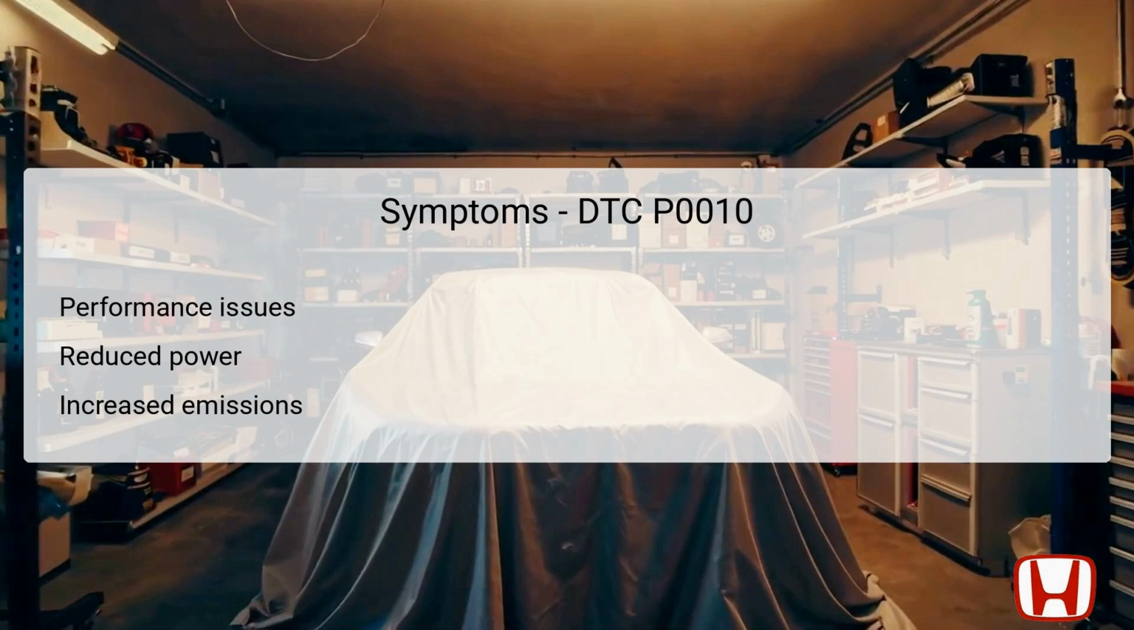Additionally, changes in engine noise and rough idling may occur when the solenoid fails to regulate the valve timing correctly. Engine warning lights may illuminate on the dashboard, indicating an underlying issue that needs addressing. Lastly, poor fuel efficiency may become evident if the variable valve timing systems are not functioning optimally, making it critical to troubleshoot DTC P0010 promptly.